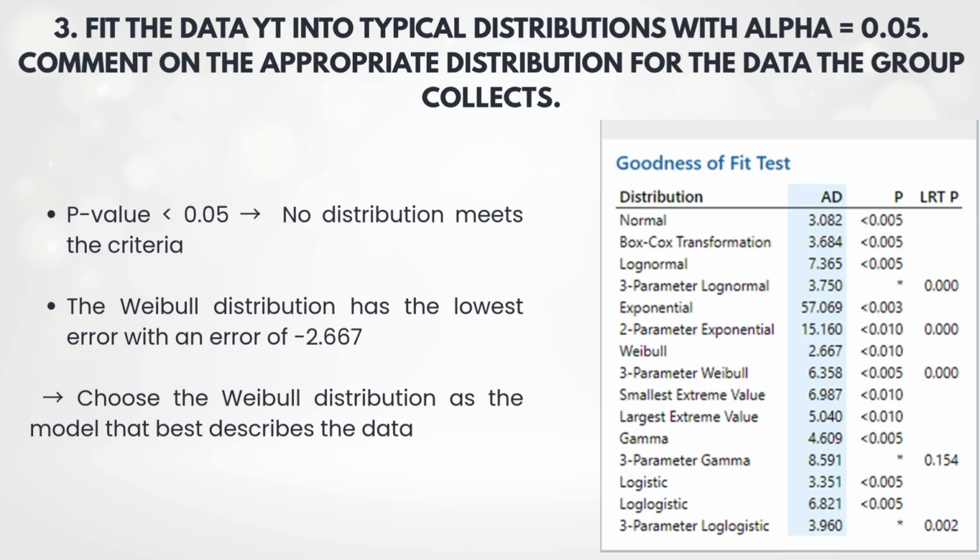Okay, and finally, we have the goodness of fit test. The p-value is less than 0.05, so no distribution meets the criteria. The Weibull distribution has the lowest error, with an error of minus 2.667. So we choose the Weibull distribution as the model that best fits the data we use.